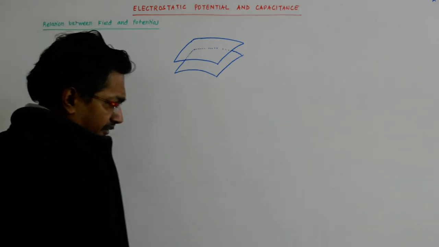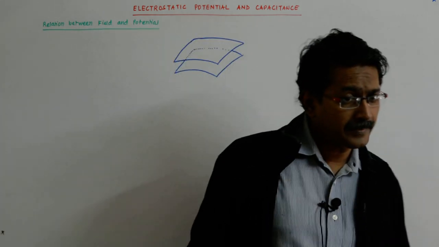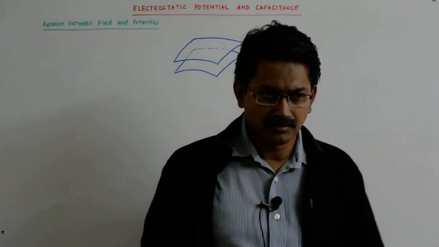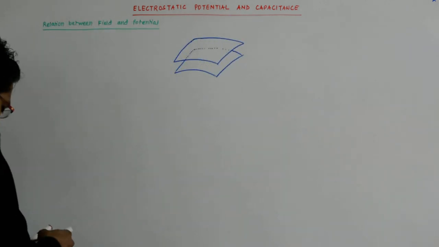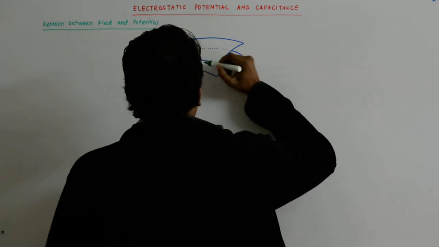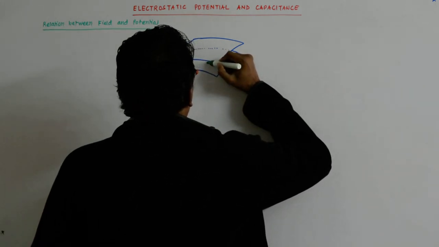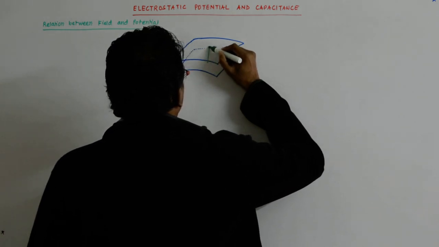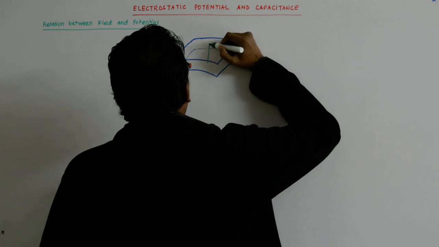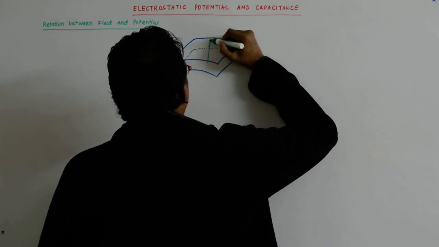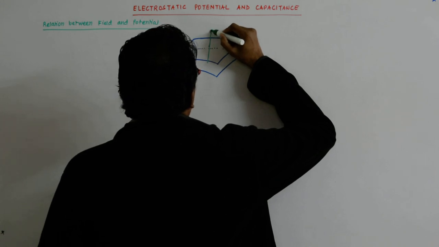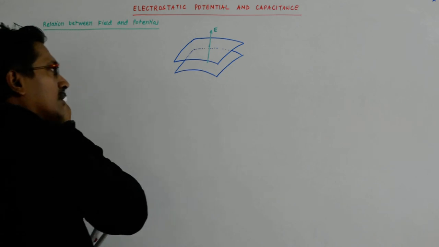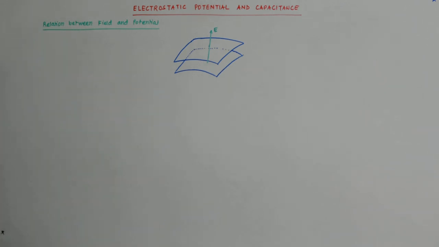And we know that the equipotential surfaces will be perpendicular to the field, okay? So the field is something like this. Say it goes from here through this and emerges out from here. So this is E. Okay?